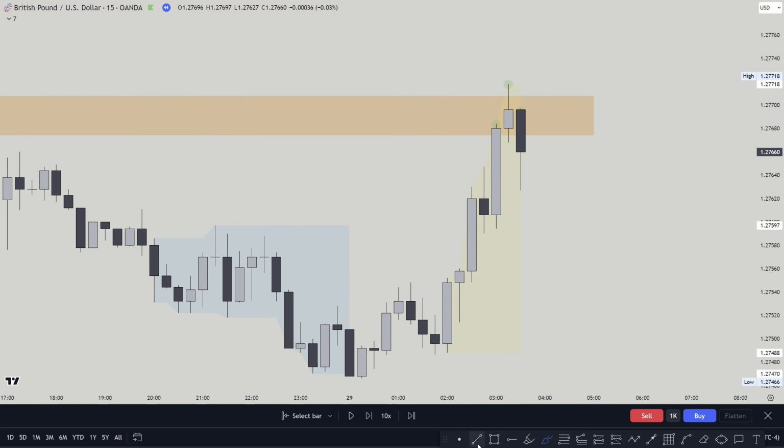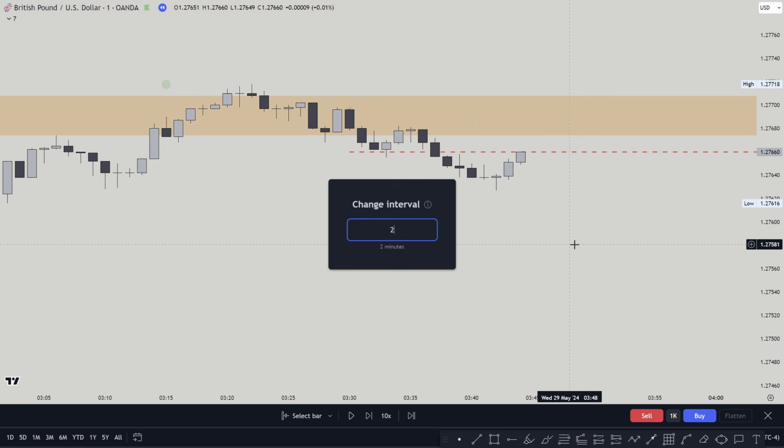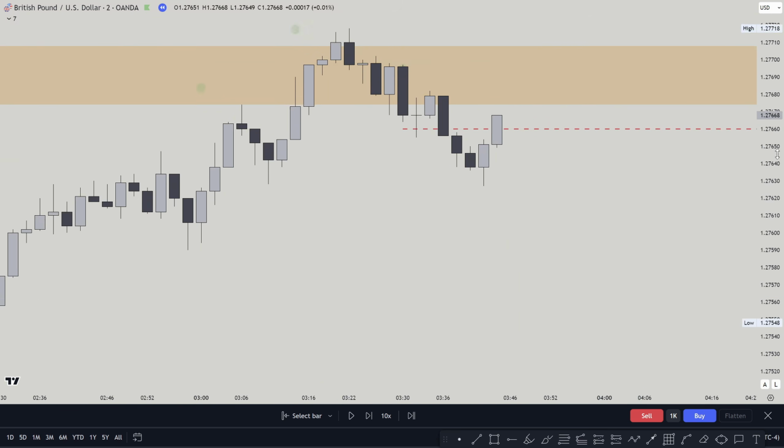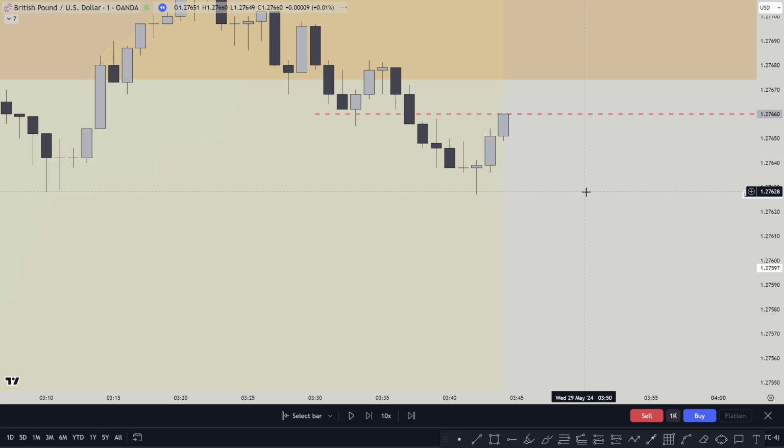We started coming lower. What we can mark here is the opening price of this candle, and then go to either 1 minute time frame, 2 minute. Let's see 2 minutes. What do we have? Yeah, so 2 minutes. We have fair value gap here. 1 minute.